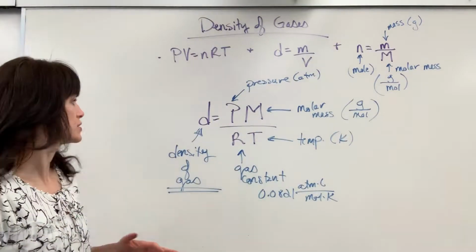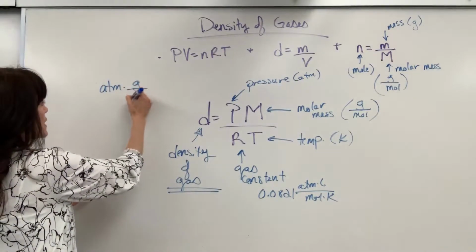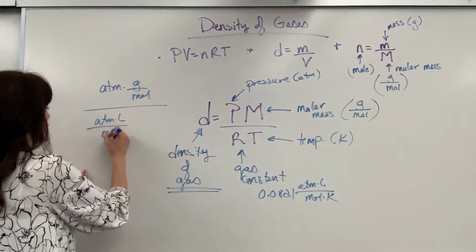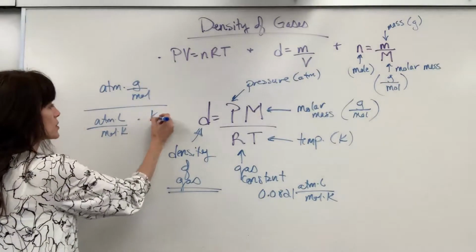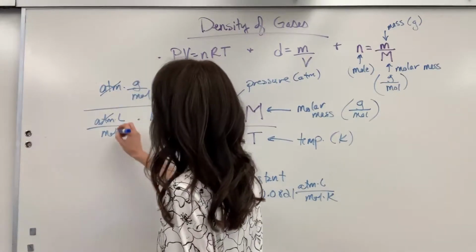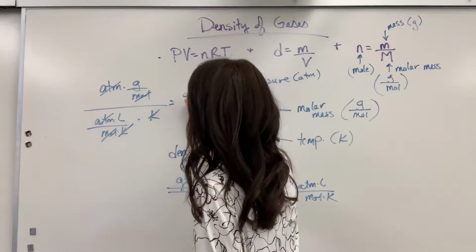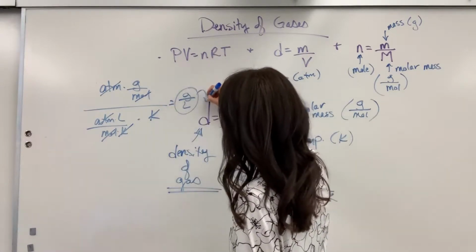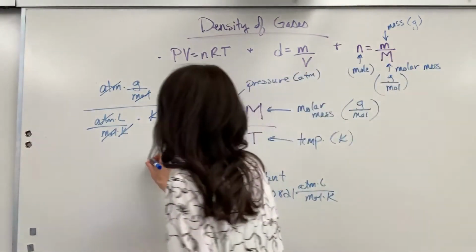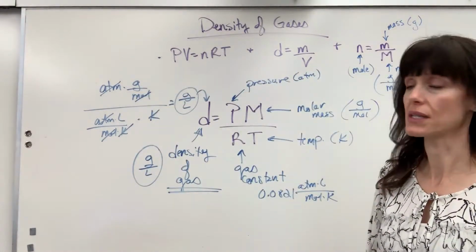Now I want to show you how these units work out. If I have atm times grams divided by mole, great big divided by atm times liter divided by mole times Kelvin times temperature, which is Kelvin. Watch what happens to these units. Atm cancels, mole cancels, Kelvin cancels, and we'll be left with gram per liter, which is what? Density, right there. Pretty powerful. So your unit on this density is grams per liter. Grams per liter is how that's going to come out.